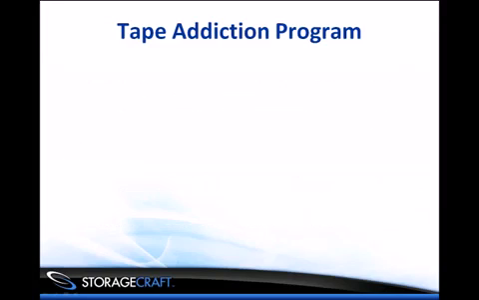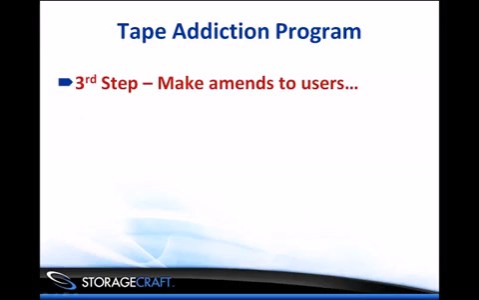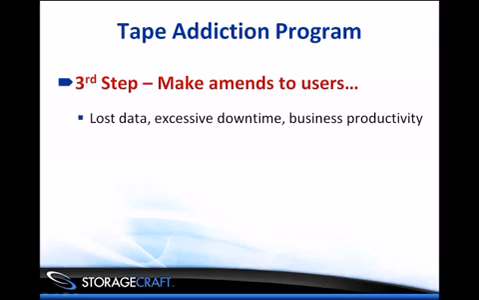The third step is the hardest, make amends to users. Go back and apologize to all your users for that lost data, the excessive downtime. Go and apologize to the business owner for the last time the server crashed and it took 4 days to get it back up into production and cost the business tons and tons of money.